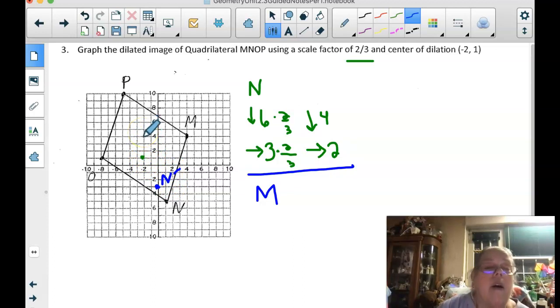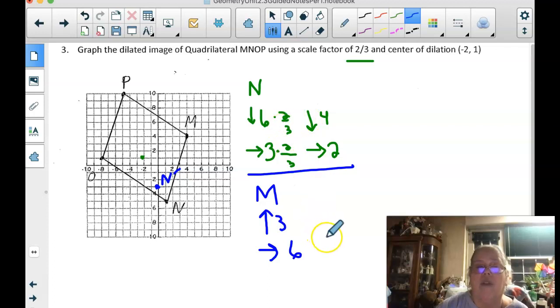Going up 3. Going up 3 and over 1, 2, 3, 4, 5, 6. So I went up 3 and over 6. And now if you look here, you'll notice that 6 times 2/3 is equal to 4. I'm going over 4. Okay? And if you look here, 3 times 2/3 is equal to 2. So I'm going up 2.